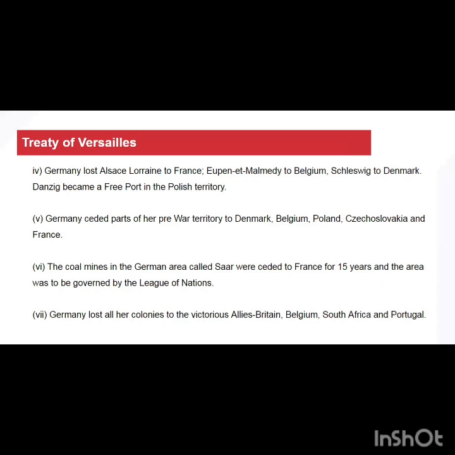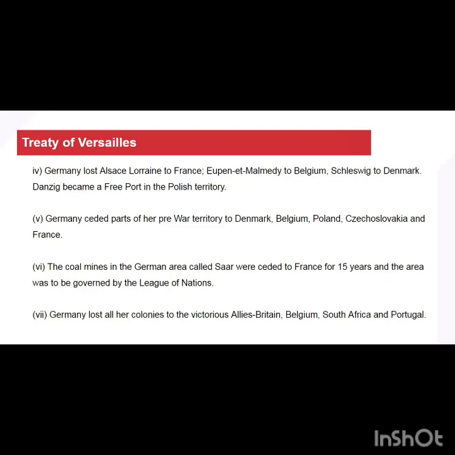Okay, coal mines. So Germany has a famous area, the Saar area. That Saar area is famous for its coal mines. So Germany had to give away this Saar area to France for 15 years. Okay, and this area would be governed by a new international organization which was born after World War I, that was the League of Nations. So the League of Nations would be guarding that area, but it was given to France for 15 years. Then all of Germany's colonies in the world, Germany lost its colonies to the victorious countries.